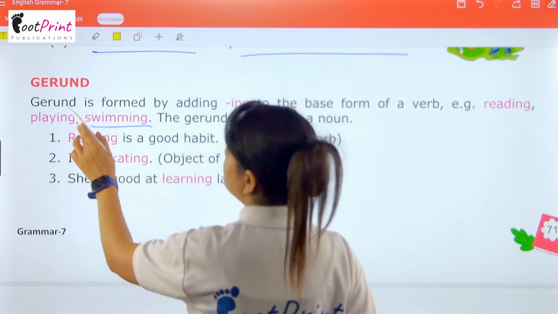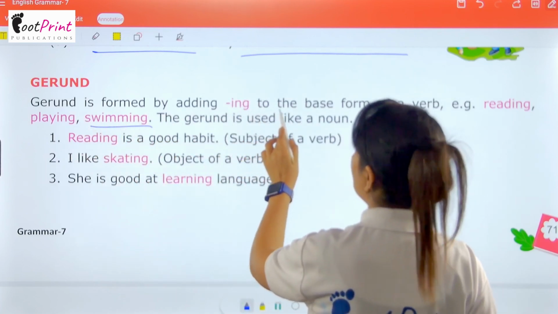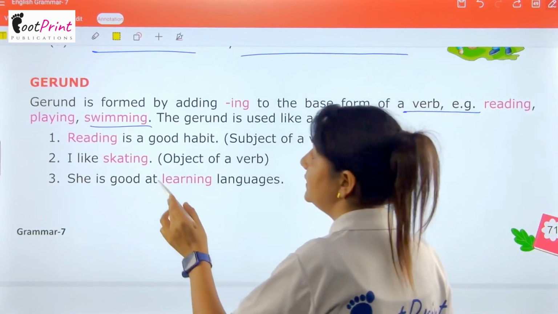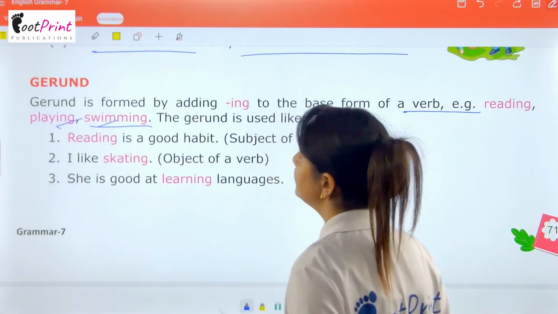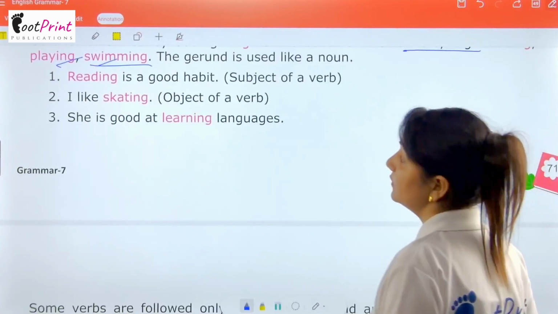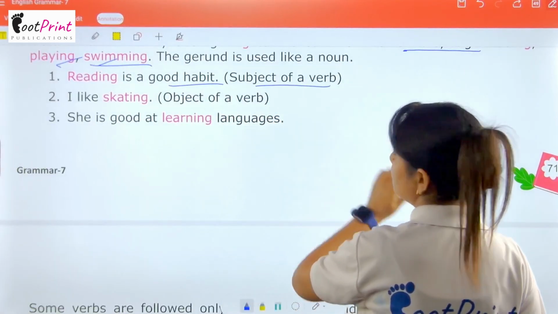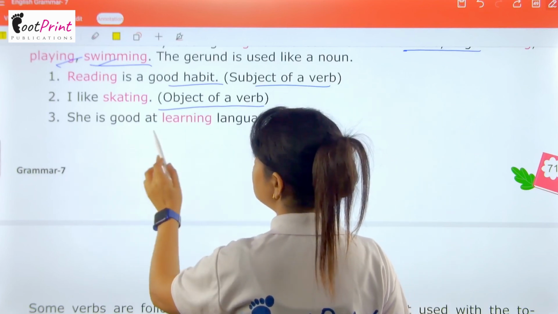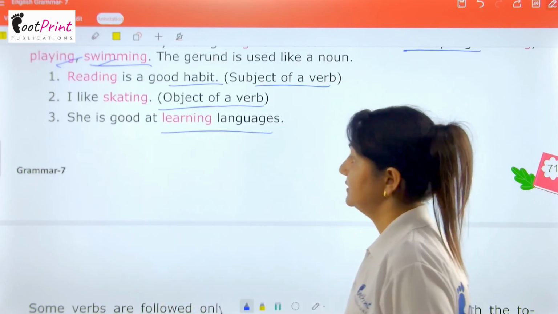Okay. A gerund is formed by adding "ing" to the base form of a verb. Example: reading, playing, swimming, etc. The gerund is used like a noun. "Reading is a good habit": subject of a verb. "I like skating": object of a verb. "She is good at learning languages."